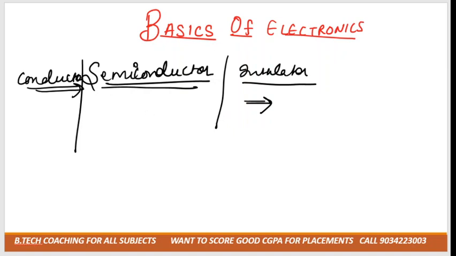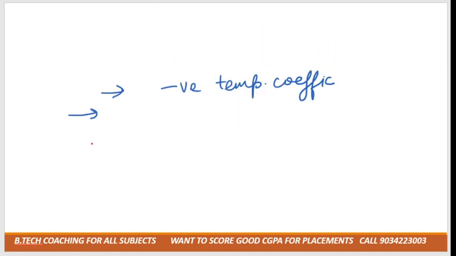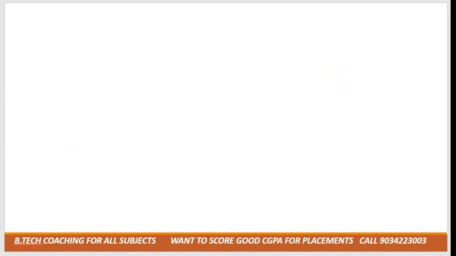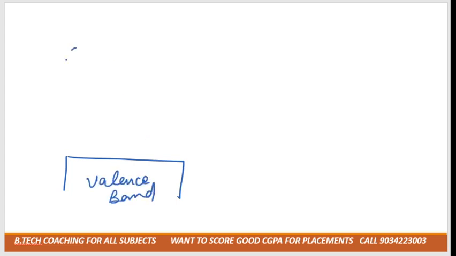an insulator. Okay, so for semiconductors we mainly use two examples. One is silicon, which is an example of a semiconductor. Another is germanium, which is also an example of a semiconductor. Okay, for this we'll study the bands. This one is the valence band, okay, and this one is the conduction band.